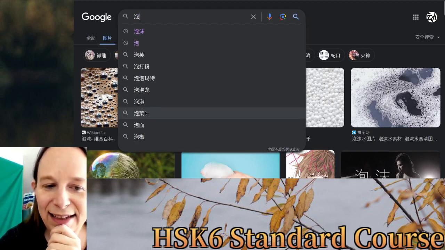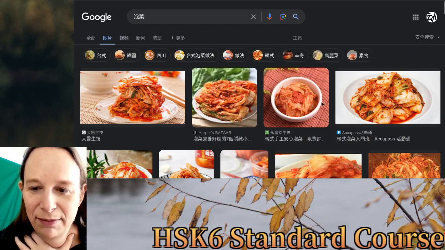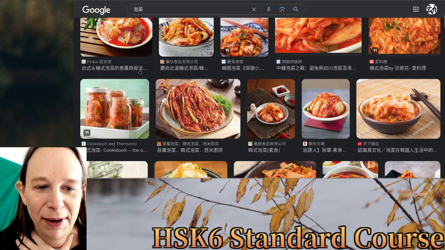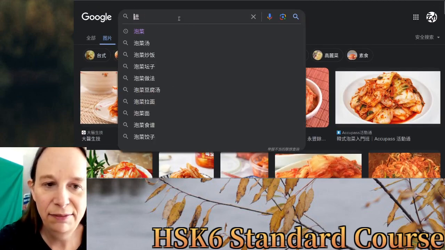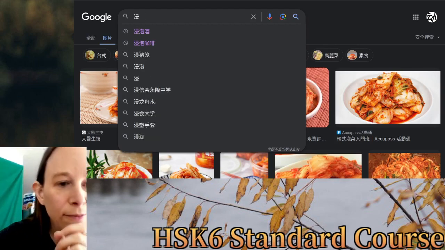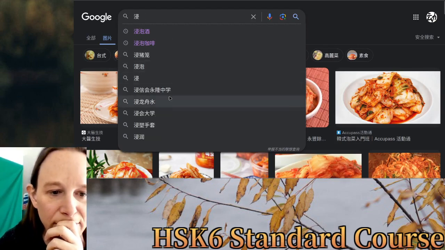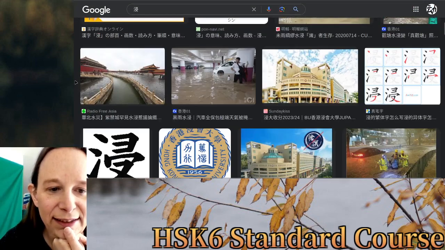泡菜 is kimchi, right? Or the Chinese equivalent of kimchi, 泡菜, depending on which country you're in. Okay, and 浸泡. We're looking at 浸. Jin, aside from 浸泡, that's about it, isn't it?